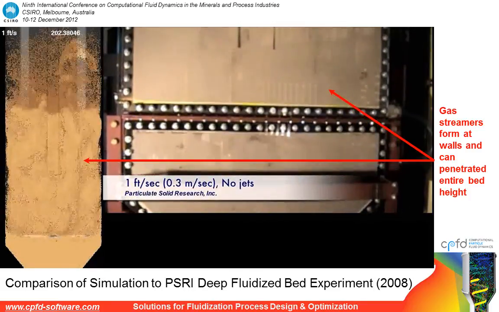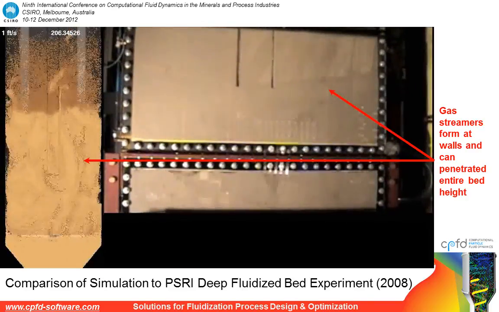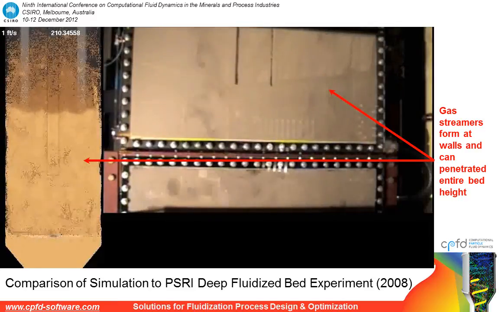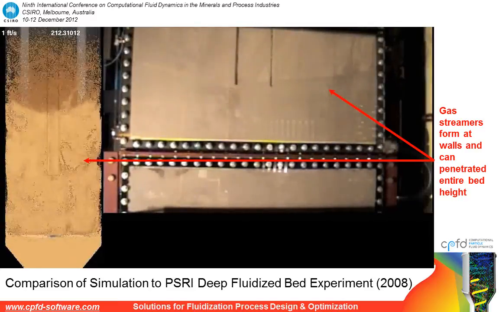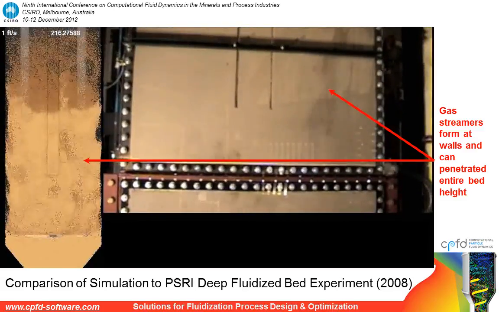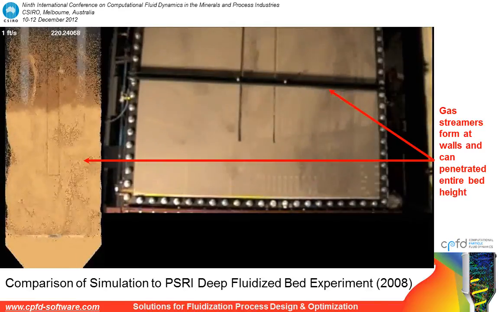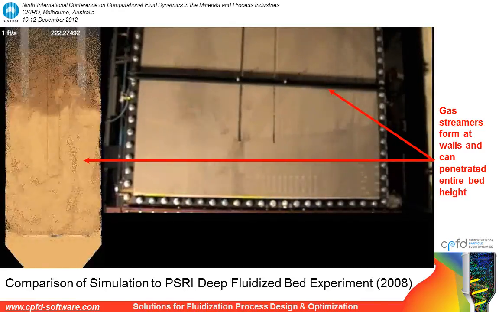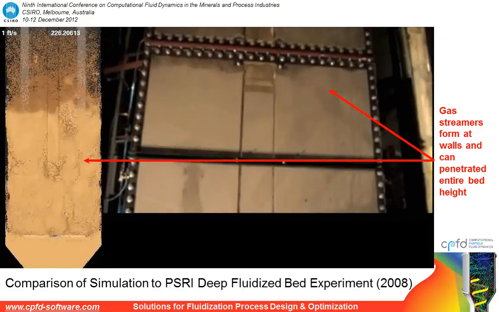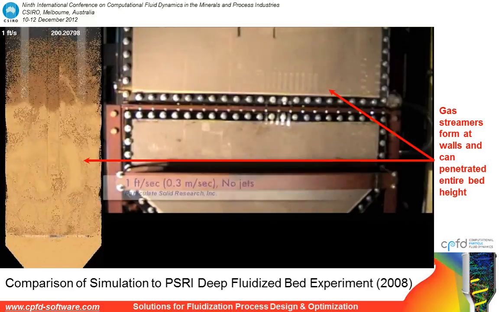Here you can see a comparison with a Barracuda simulation on the left with a video of an experiment run at PSRI back in 2008. This shows that the Barracuda simulation is able to recreate the behavior in this bed with a startling degree of accuracy. You can see that the overall structure of the gas streamers, the shedding frequency, the shape, and even the cross-sectional area of the bed taken up by the streamers is very closely matched by the CPFD simulation.